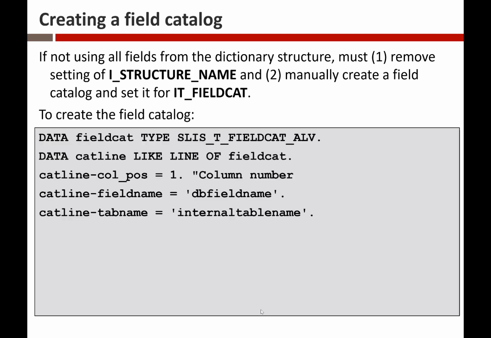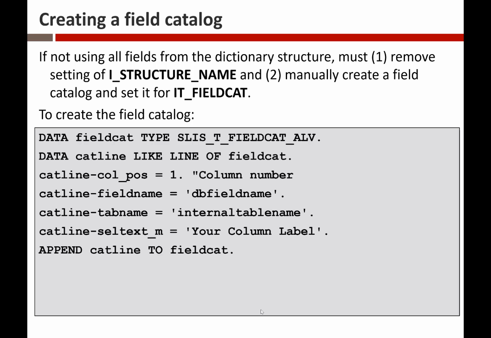So here's the code for creating a field catalog. And like I said, it takes a lot of code. It's kind of a pain in the neck. You create a field cat, data field cat, type SLIS_T_fieldcat_ALV. So that's a data type from the ABAP dictionary. Then what you do is you create a line that's like a line of the field catalog. You know, this is fundamentally going to be an internal table. So what you've really done here is created an internal table and a work area.